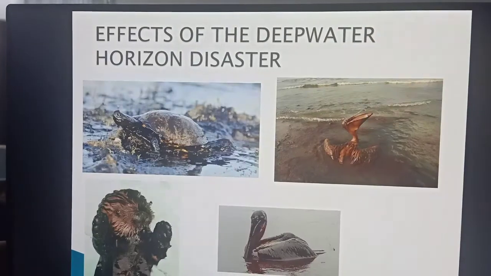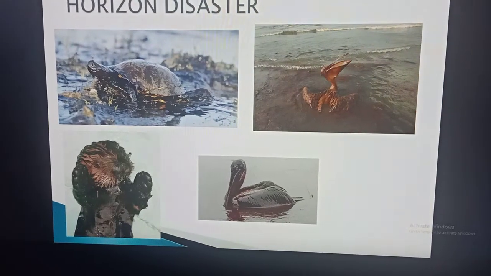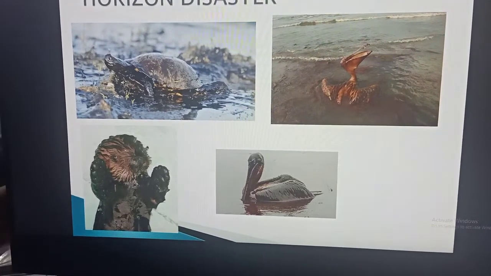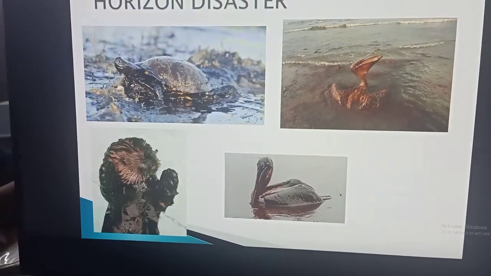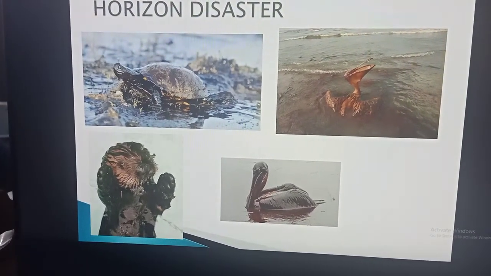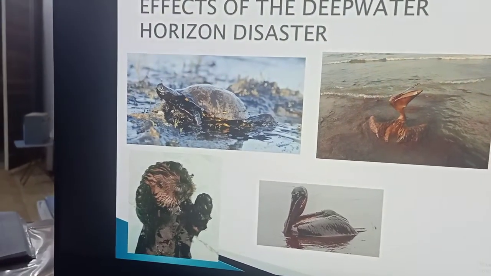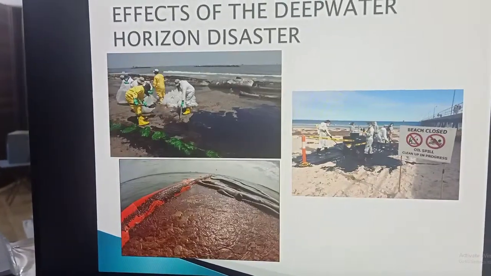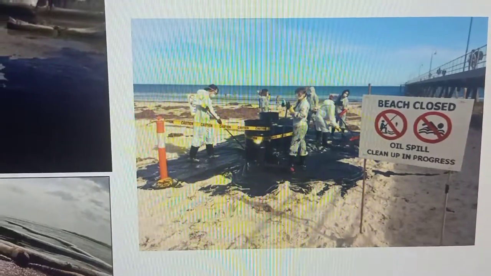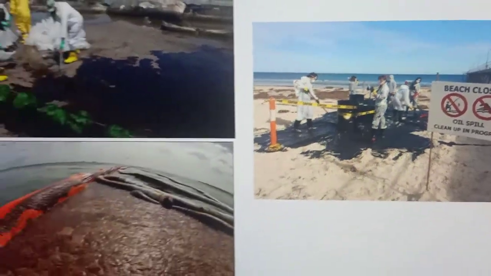Now let us see the consequences on marine life. In this picture you can see how the bodies of the aquatic animals are coated with oil. The chemicals leave a residual black layer on the feathers of birds and fur of mammals, causing them to die or drown. If the oil spill reaches the coast, it destroys fishing and tourism. Here in this picture it's written that the beach is closed because the oil spill cleanup is in progress. So children, tourism also gets affected because of the oil spill.